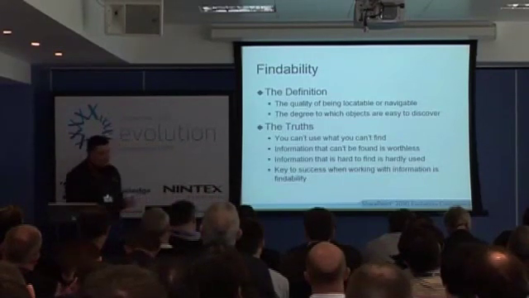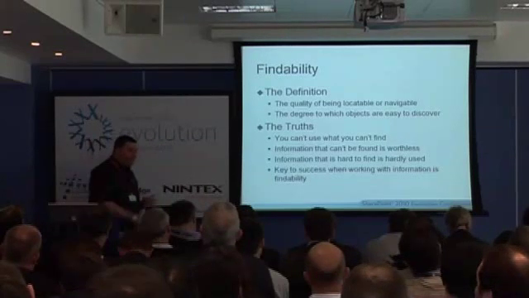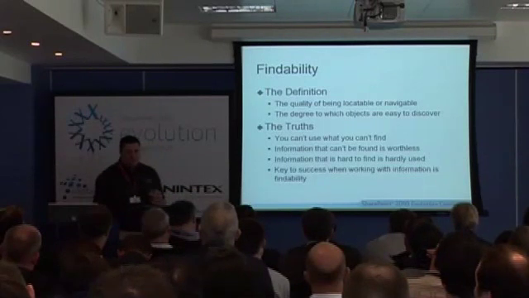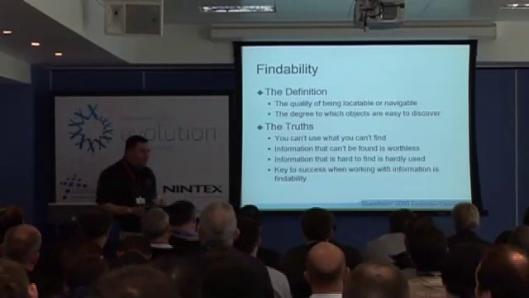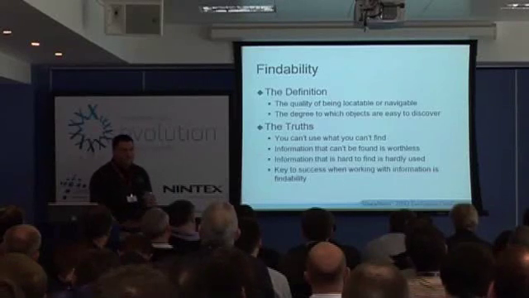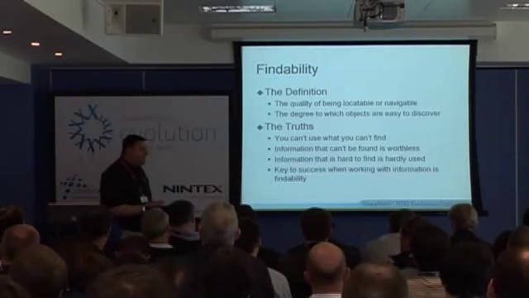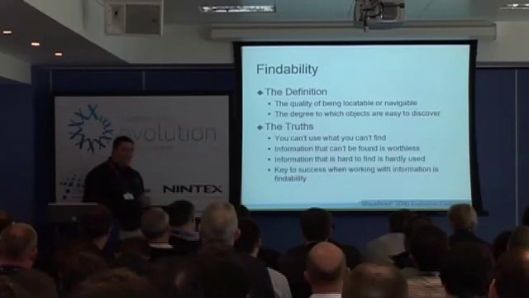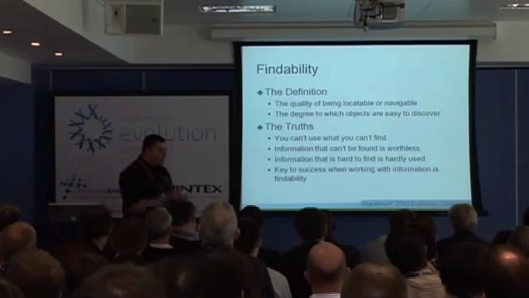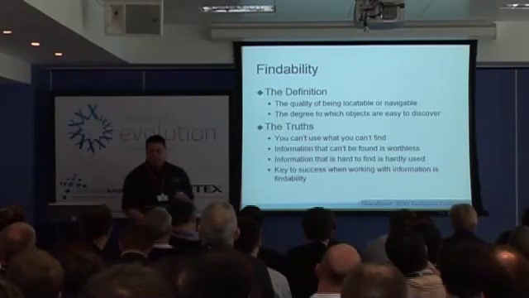So findability, it's all about locating the correct information. Either locating it via search, locating it via category headings that we may well have, sorting, filtering within a list or a library to get at the data that we want. It's all about locating that information. The more findable an object is, the easier that object is to locate on the system and use.